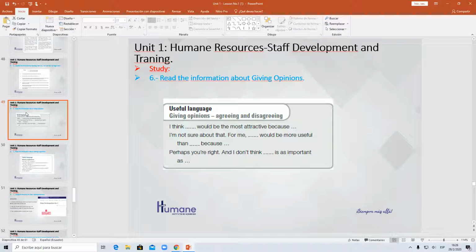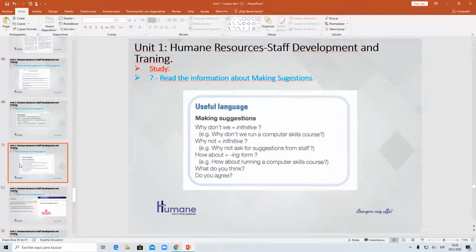Okay? And in the case you are going to make suggestions, some questions, for example, here you have making suggestions: why don't we plus infinitive? For example, why don't we run a computer skill course? So if you see here in the structure, we have why don't we plus a verb in infinitive. In this case it is run.